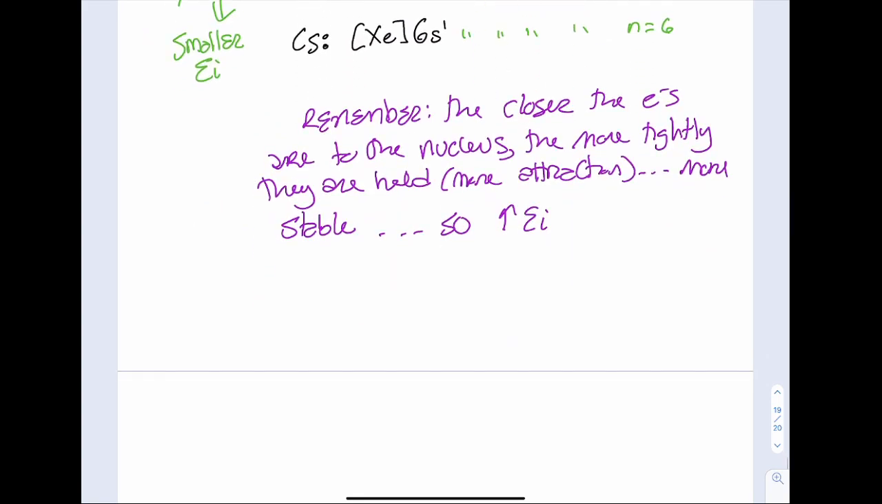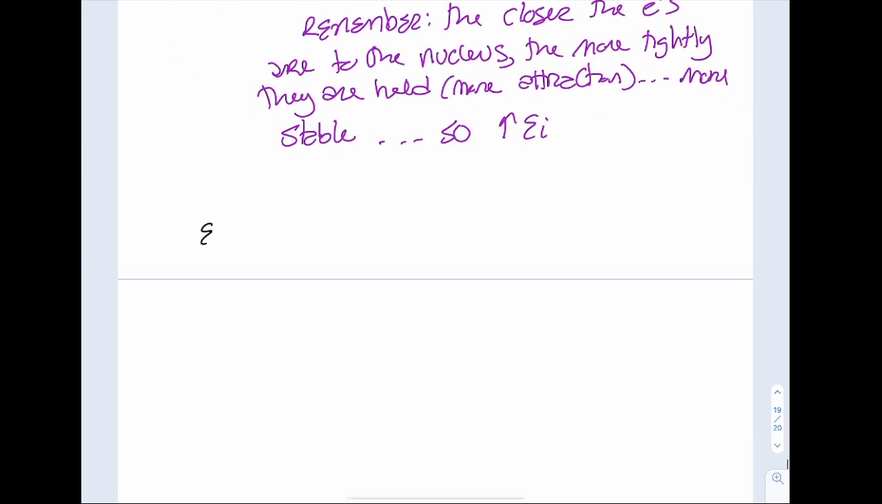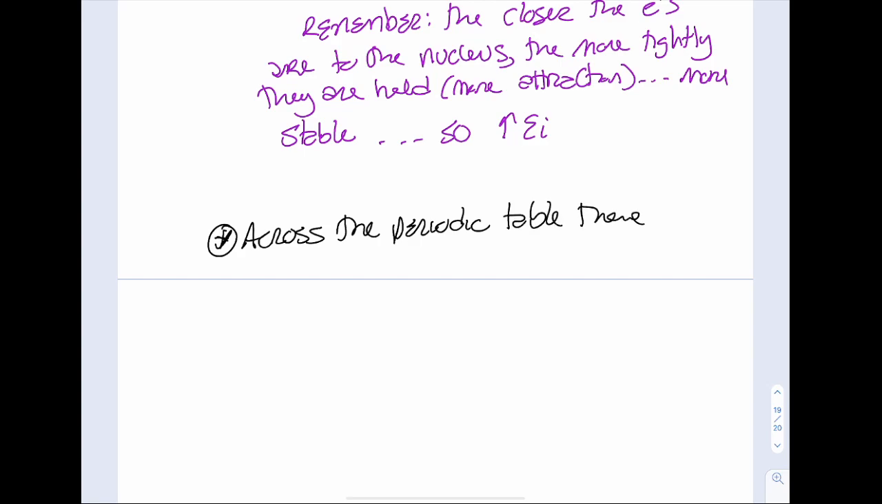Going across the periodic table, I just don't want us to look at the trend. I'm just gonna give you examples, and you really have to take it on a case-by-case basis because there's exceptions. So across the periodic table, there are exceptions to the trend. And the trend is never going to be our answer anyway, so it's better to just look at it on a case-by-case basis.